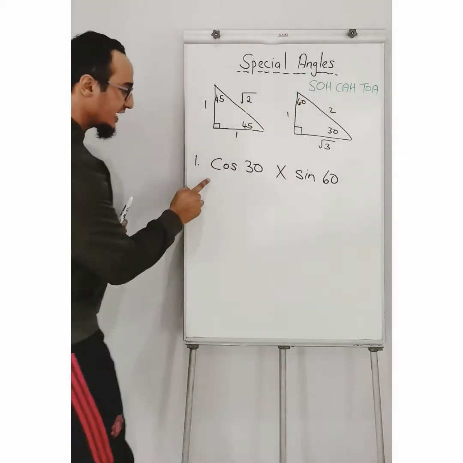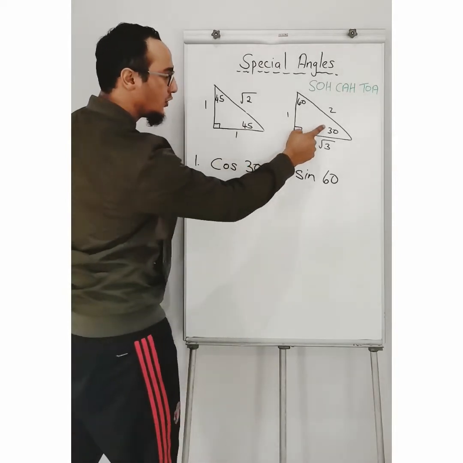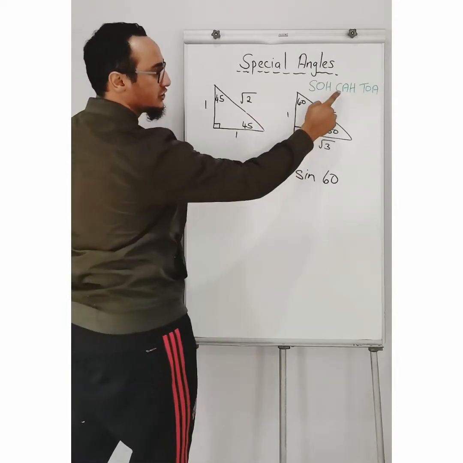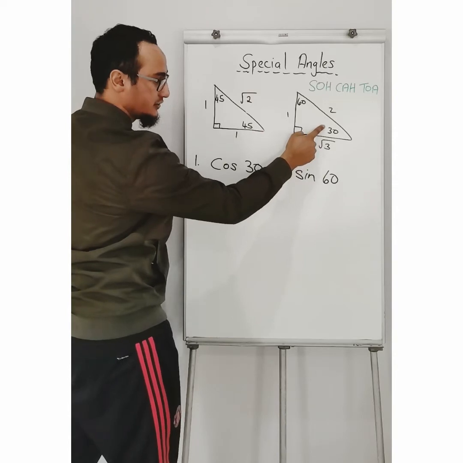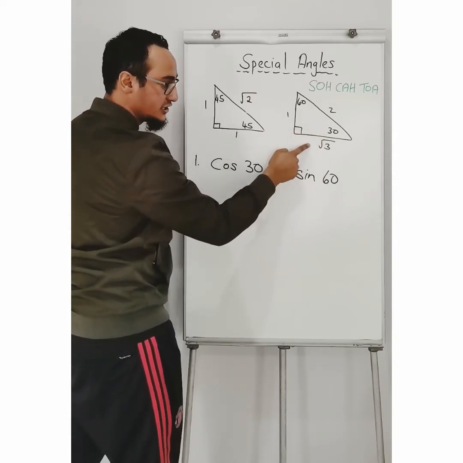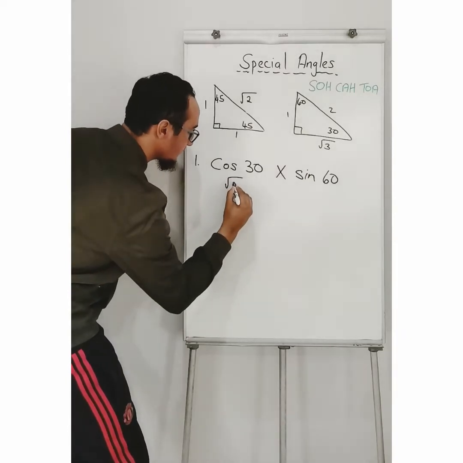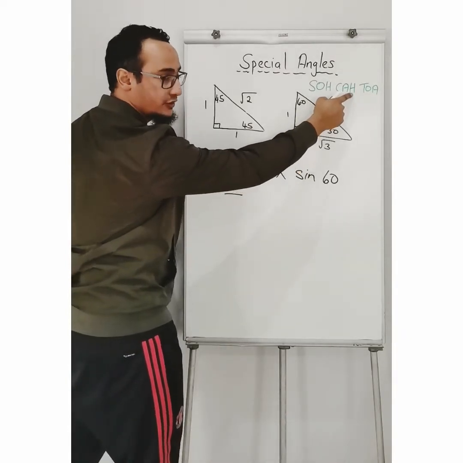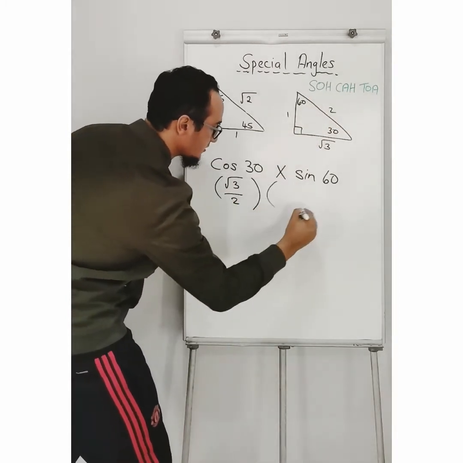So, firstly I have cos of 30. Where do I see a 30 degrees? Over there. What trigonometric ratio do I use? I use cos, and that is going to be adjacent over hypotenuse. So 30, I need an adjacent, which is the square root of 3, and over your hypotenuse, which is 2. Now I'll put it in brackets.